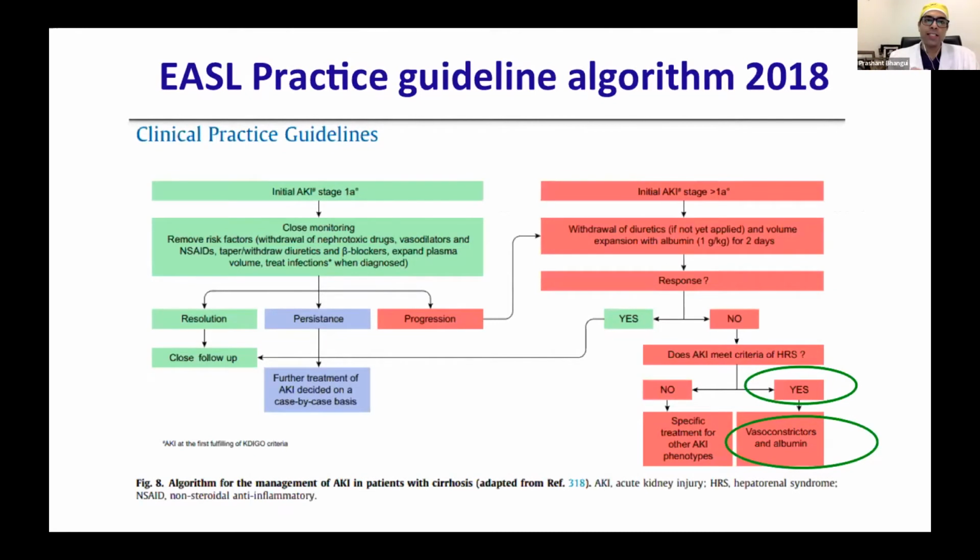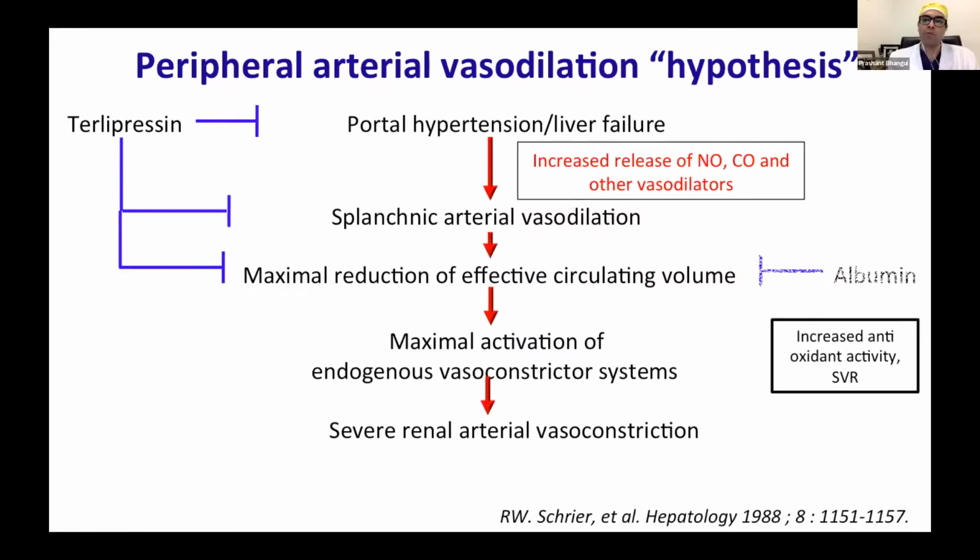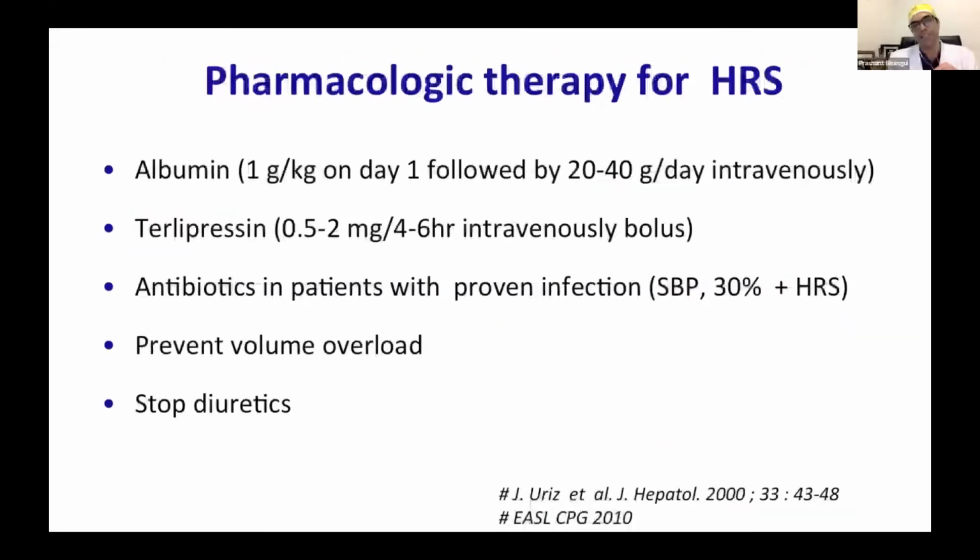Now, treating HRS, if you look at the EASL practice guidelines from 2018, is based on vasoconstrictors and albumin. Why vasoconstrictors and albumin? If you look at terlipressin, it will take care of the portal hypertension and liver failure. It will act at this level to avoid this splanchnic arterial vasodilatation. It would also help in increasing the effective circulating volume. Albumin, with the prime aim of maximal increase in the effective circulating volume, also has an additional effect. It increases your antioxidant activity and also helps to increase the SVR.